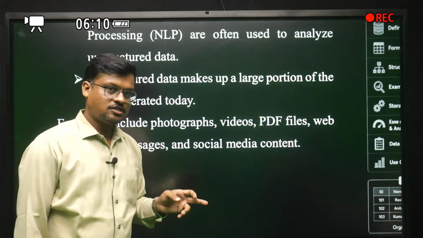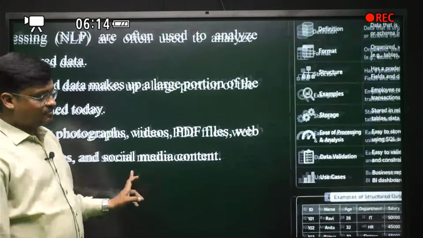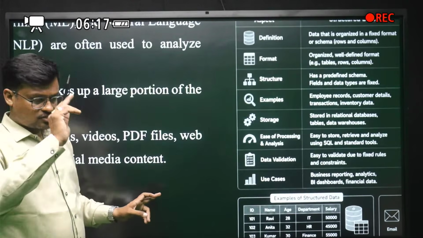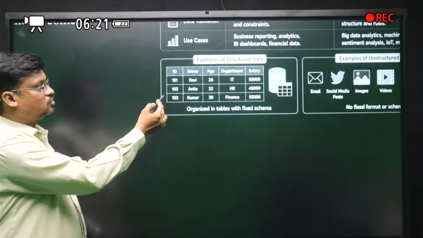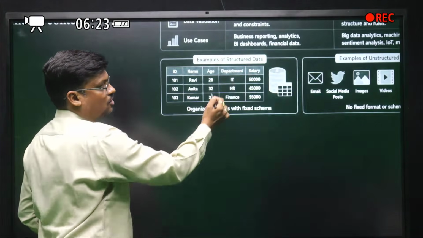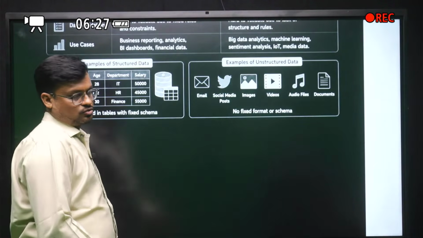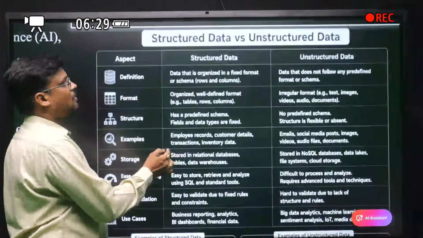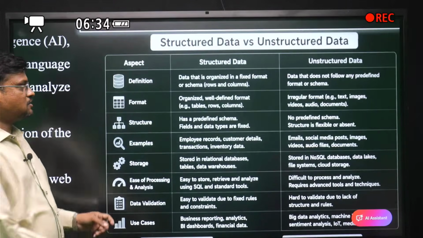The data which is generated traditionally in the form of rows and columns, Excel sheets, CSV files falls under structured. This is structured data which is stored in the form of rows and columns in your normal databases. These are the unstructured data which came from external resources. Okay, so we will have the structured versus unstructured data differences.